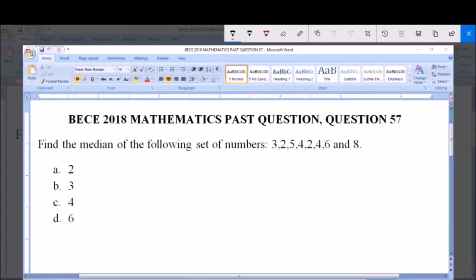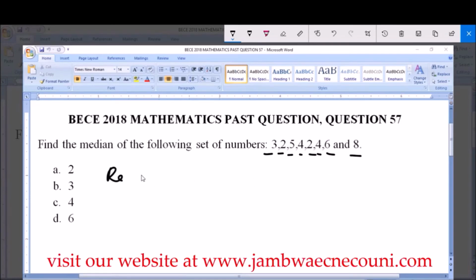Today we're going to be dealing with BECE 2018 Mathematics Past Question, question 57. Find the median of the following set of numbers: 3, 2, 5, 4, 2, 4, 6 and 8. A, we have 2, B, we have 3, C, 4 and D, 6. So we're to find the median of this following set of numbers: 3, 2, 5, 4, 2, 4, 6 and 8. Now for us to find the median of these numbers, we have to rearrange these numbers.